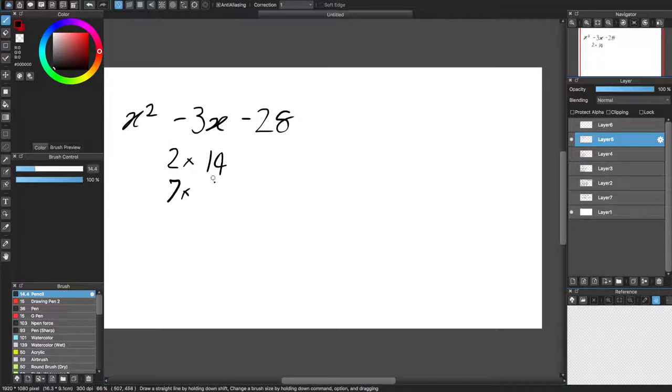7 times 4. And we can just go on and on, but I know one of these is the answer. So let's try 2 times 14. Does that equal? Oh wait, it's a negative. So what you've got to do? If the c value is negative, obviously one of them has to be positive and the other negative, or the other way around.